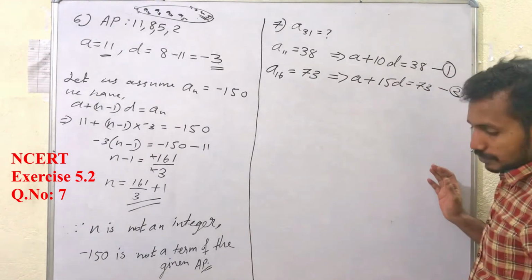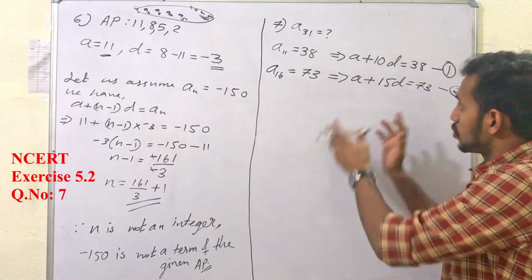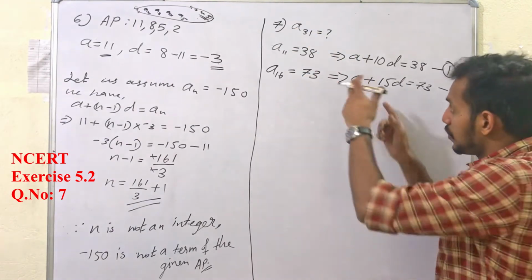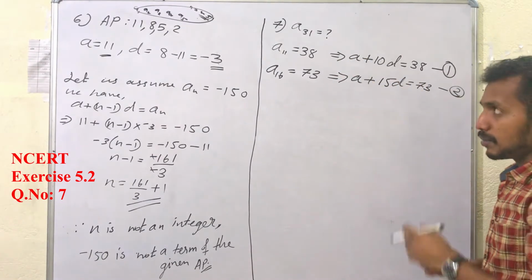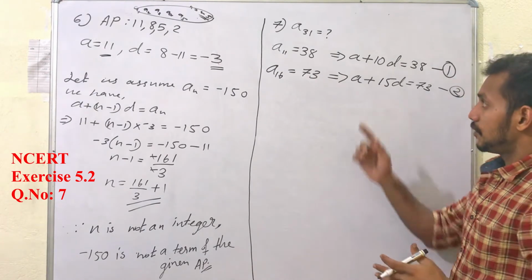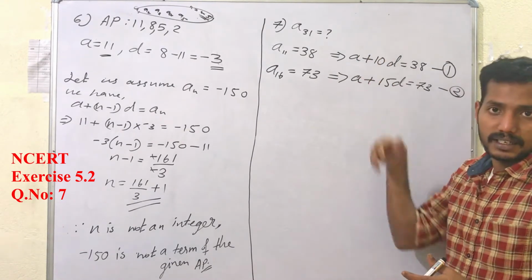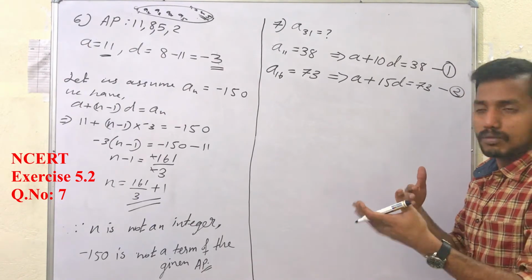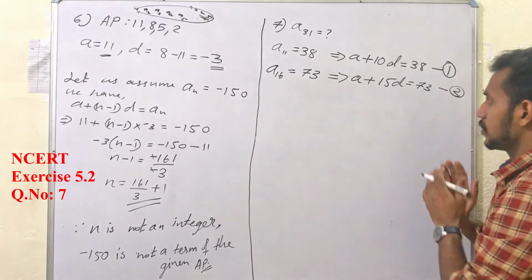Remember, we cannot directly find the term. To find the 31st term, we need the first term as well as the common difference. That we have to find by solving this given pair of linear equations. Remember, for questions from the chapter arithmetic progression, if it is based on the nth term, then you will get linear equations in two variables. If it is based on the sum of n terms, most probably it will be quadratic equations. Sometimes linear equations also.